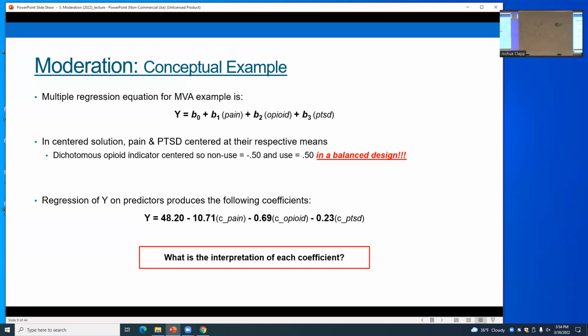So these negatives, is that suggesting an inverse relationship, and if there's a plus, it would have been a direct relationship? Yep, exactly. Okay.